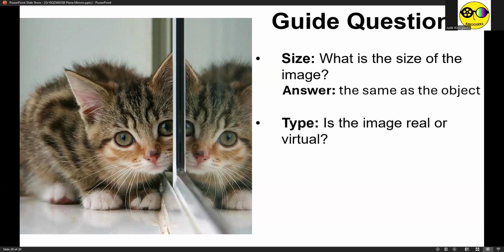And last but definitely not the least, is the image real or virtual? Judging by this photo alone, we cannot determine whether the image is real or virtual because we need the sketching or the ray diagramming. And based on the ray diagram, all images formed by plane mirrors are considered virtual because they were formed by the intersection of imaginary light rays, or in this case, broken lines.